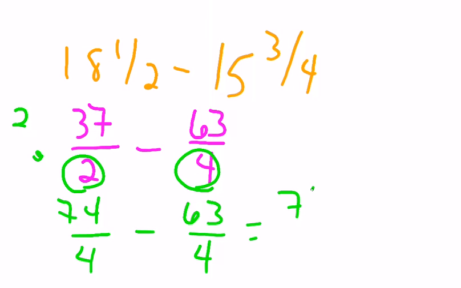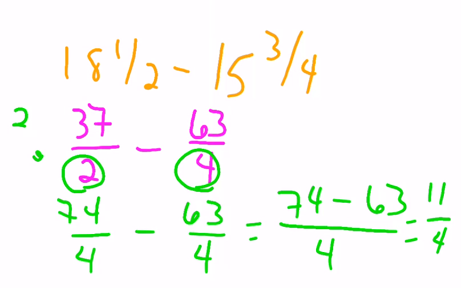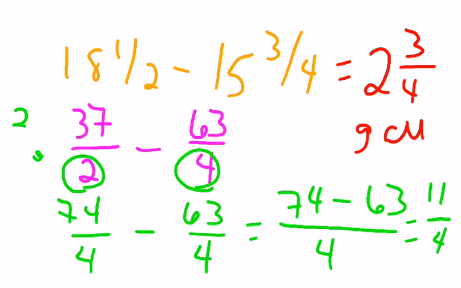Then we keep that and we subtract the numerators all over the common denominator. And 74 minus 63 is 11. So 11/4. Now again, we can divide and know what that is as a mixed number. So 4 goes into 11 2 times. And 11 minus 8 gives us 3, so 2 3/4 gallons.